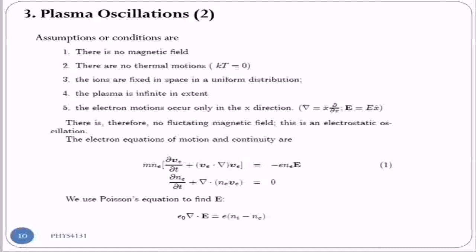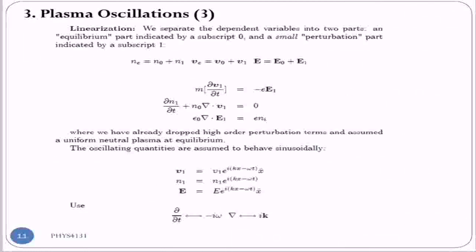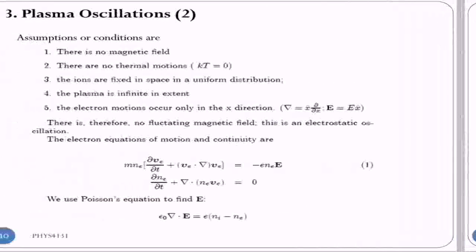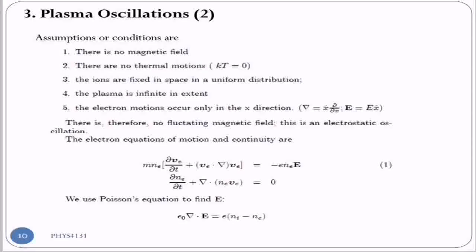Applying all these conditions, we therefore get no fluctuating magnetic field. This is an electrostatic oscillation. Electrostatic oscillations occur when there are no fluctuating magnetic fields.